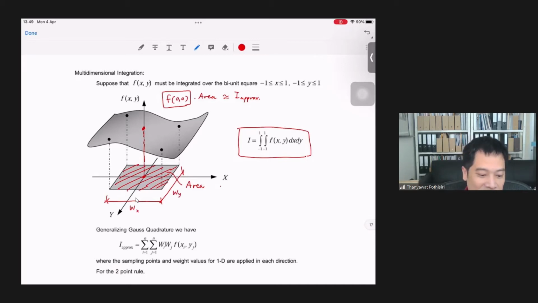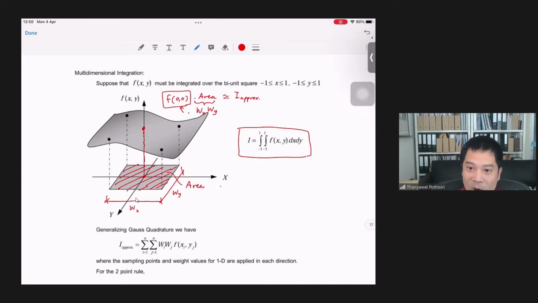So what you have is essentially the representative value at the sampling point multiplied with wx and then wy, which is the area of the base, right?